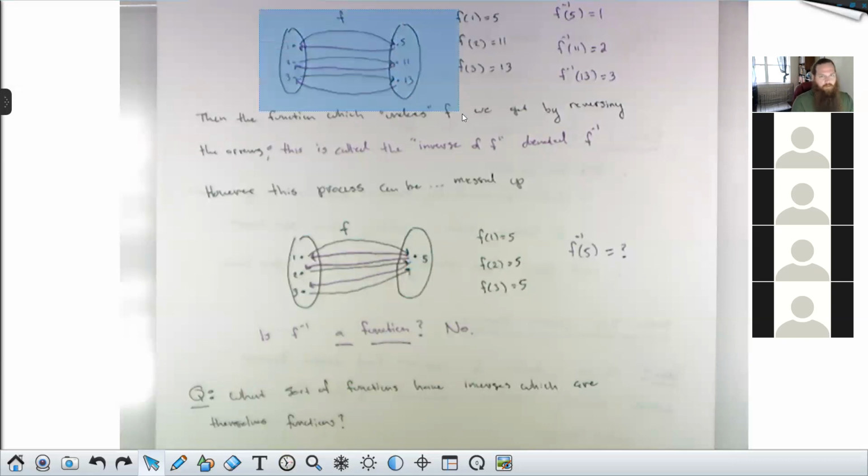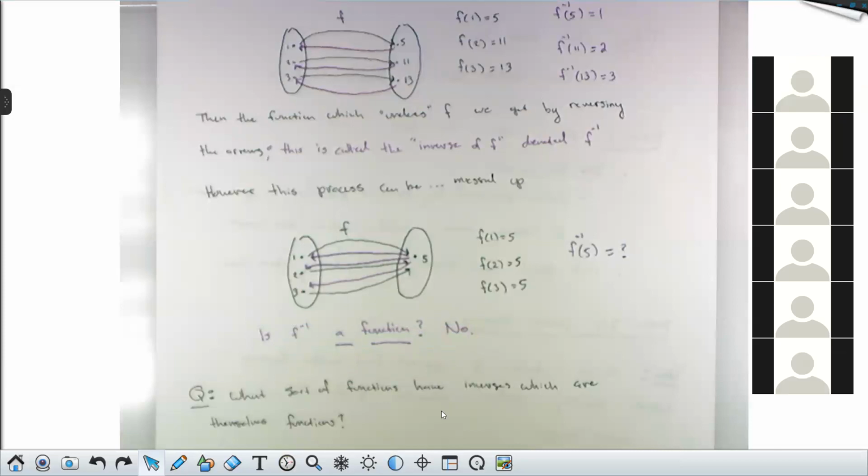So what is different about this first guy that makes his inverse nice, a function, than this guy, which makes his inverse not nice, not a function? Does anybody have a feel for what's going on here? Want to take a guess? Each one gives a unique output.